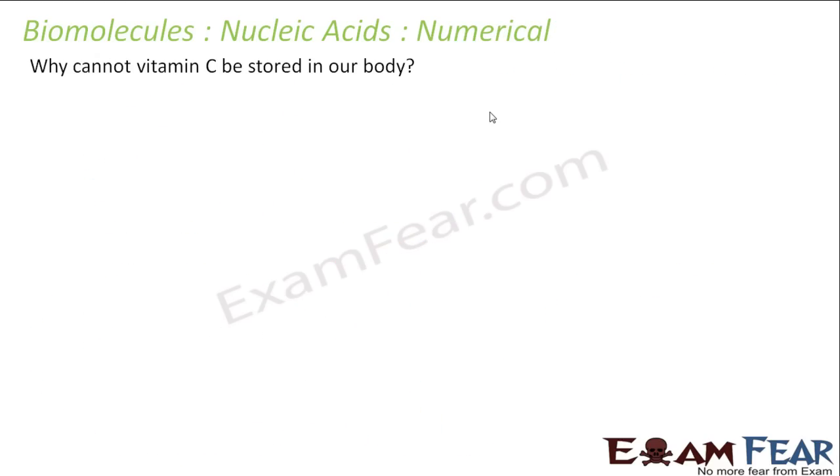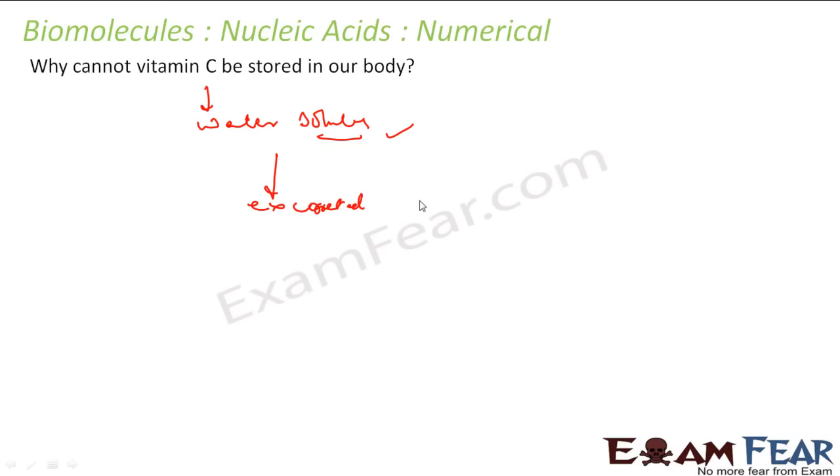Let's take some numericals. The first is why vitamin C cannot be stored in our body. Pretty easy. See, vitamin C is water soluble. Since it is water soluble, it dissolves in water easily and can be easily excreted by urine. Right? So thus it cannot be stored in our body.